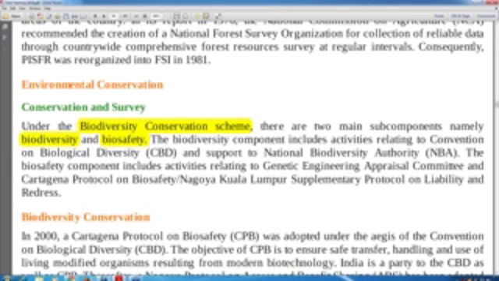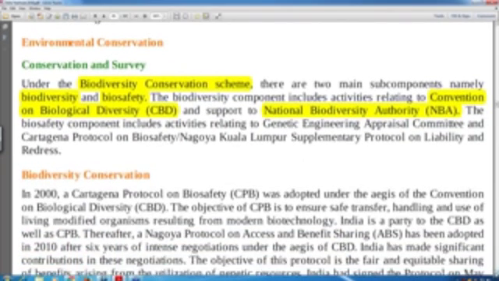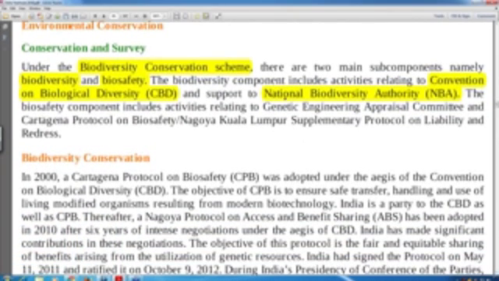The biodiversity component includes activities related to the Convention on Biological Diversity. We'll be seeing more about it. And support to the National Biodiversity Authority that is being established. The biodiversity component is related to the Convention on Biological Diversity and the National Biodiversity Authority. On the other hand, you have the biosafety component, which is taken care of under the Genetic Engineering Appraisal Committee.